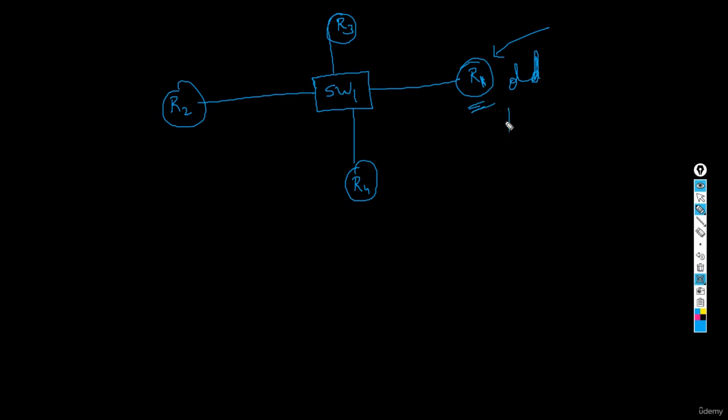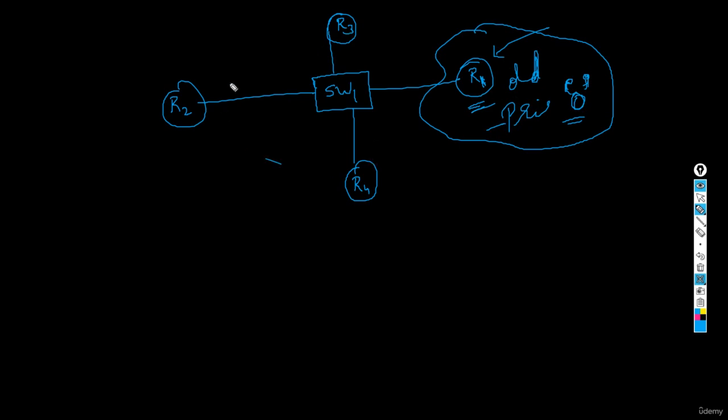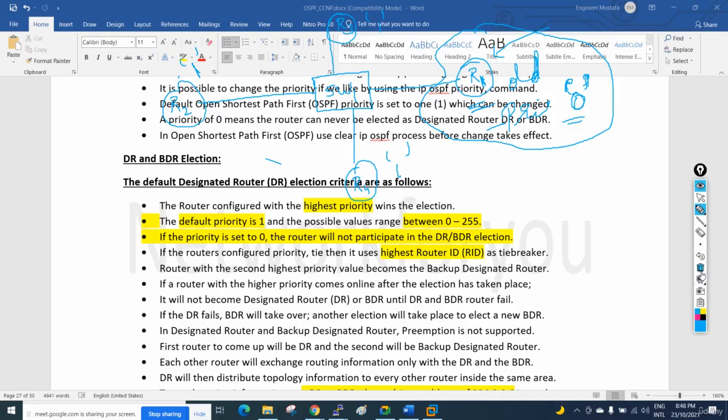So what we will do, we will set the priority to 0. If we set priority to 0, then this router will not participate in the election, so he will not become DR or BDR. This is one point. Now we have 3 other routers, so they will check the priority. This one has priority 1, this one also priority 1, this one also priority 1. Then they will check who has the highest router ID, and that router is going to become the DR. We will see that one.